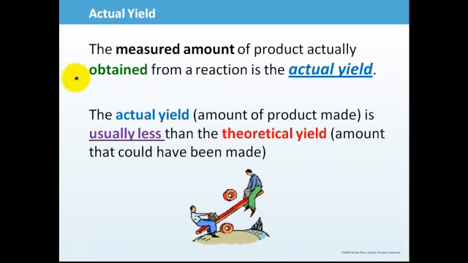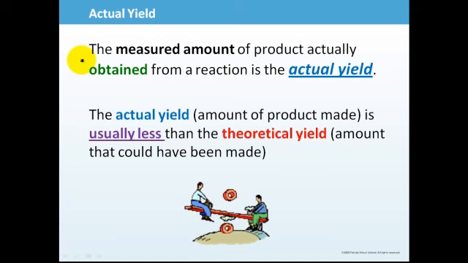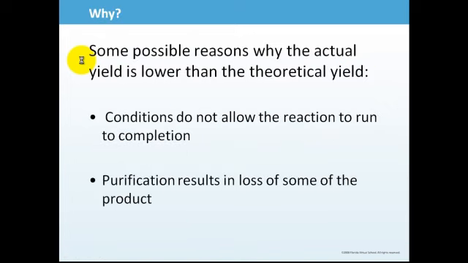Now the actual yield is how much we actually get when we do the experiment. The stoichiometry and the balanced equation tell us how much we should get, and then we actually perform the experiment and find out how much we end up with. The actual amount is going to be less than the theoretical amount. The question may be, how can that happen? How could I have less than what I'm supposed to? Well, there are some different reasons for that. Let's talk about those briefly.